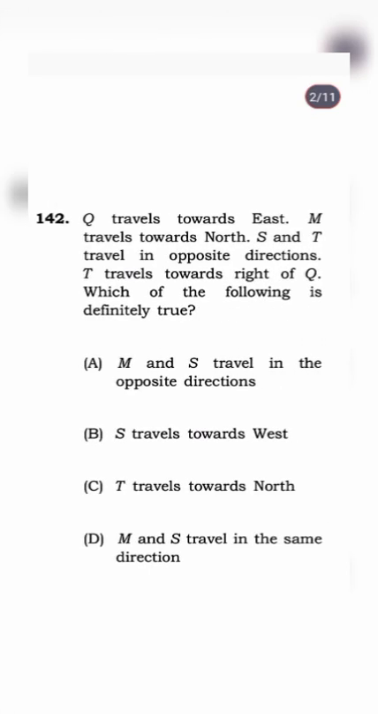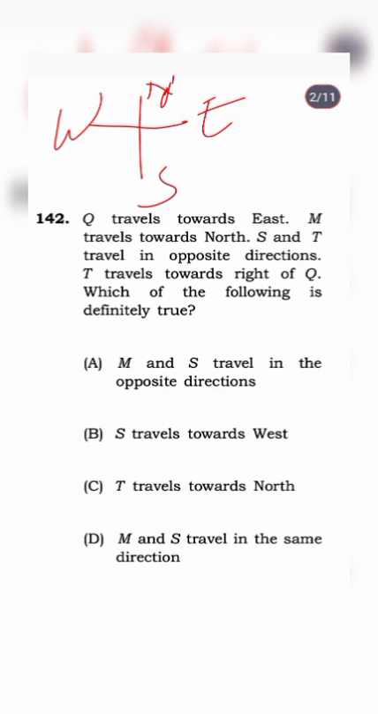In the next question, Q travels in some direction. Let me be clear, there are four directions: north, east, west, and south. Whether you are a graduate or anything else, this knowledge should be in your mind. Q travels towards east, and M travels towards north.